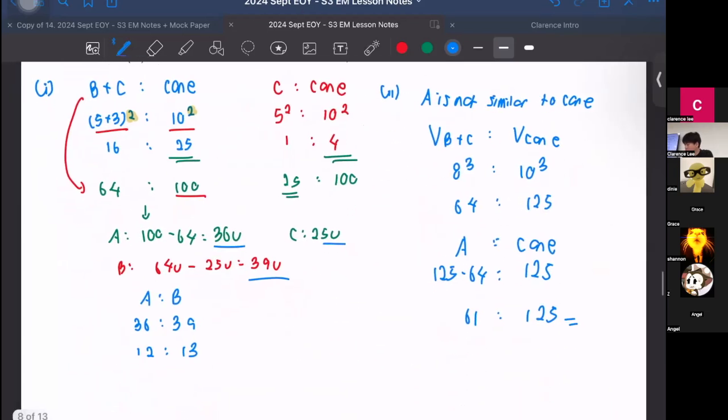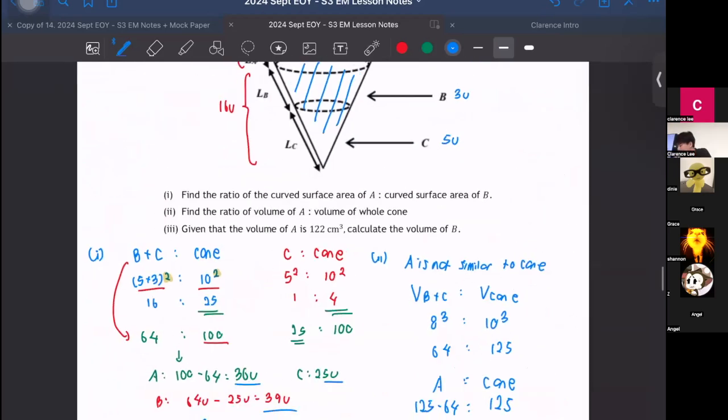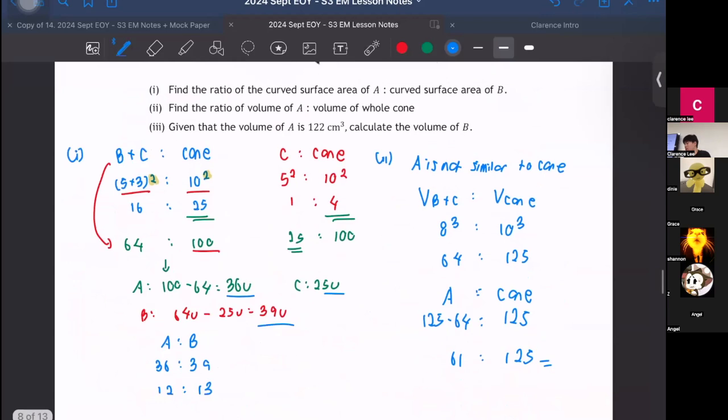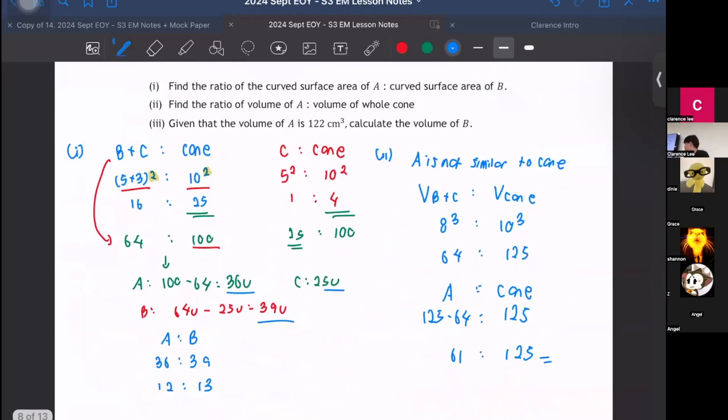Okay. So next question, the volume of A is 122 cm cubed. Calculate the volume of B. So I must know what is the volume of A, right? Because my volume of A is 61 units, not 61 cm, 61 units. So therefore, in part C, 61 units is equal to 122. So what does that mean? 1 unit is equal to 2 cm cubed.